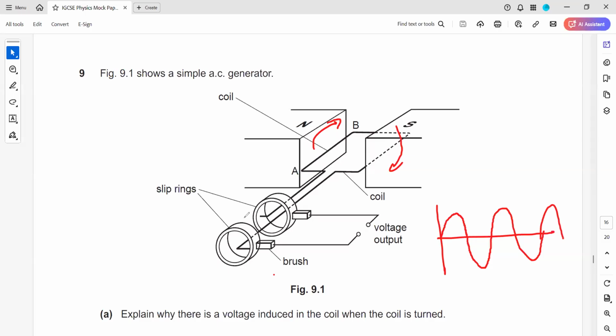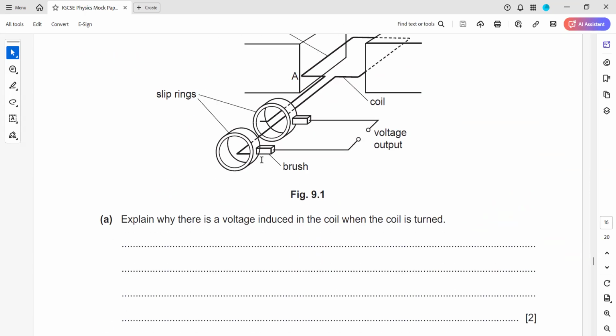That is the cycle of the AC. And how will you identify in the exam that this is an AC generator? If you see slip rings in the diagram, it means it is an AC generator. But if it was a DC motor, then there will be split rings. So that's how we can distinguish between an AC generator and the DC motor. The question is, explain why there is a voltage induced in the coil when the coil is turned. You can use your mic, you can use chat, or you can also use the screen annotation to answer this.